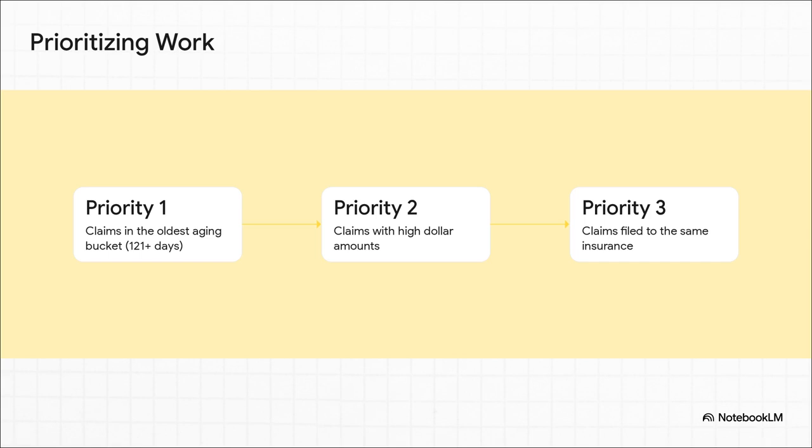Then, Priority 2, you target the high dollar amounts. And finally, Priority 3, group and work your claims filed to the same insurance payer for efficiency, keeping an eye out for payer-specific aging thresholds. Working your way backward like this ensures you hit all claims, balancing age and value perfectly.